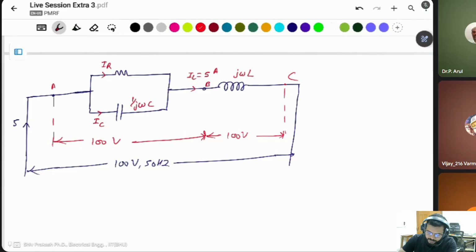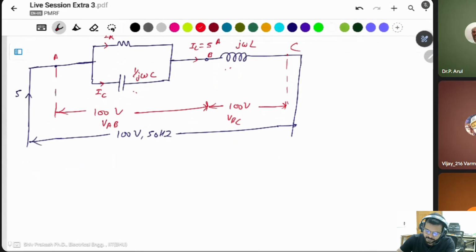There are two voltages, VAB and VBC. There is a capacitor and an inductor. Suppose only a capacitor and only an inductor are there. What is the phasor diagram in this case?